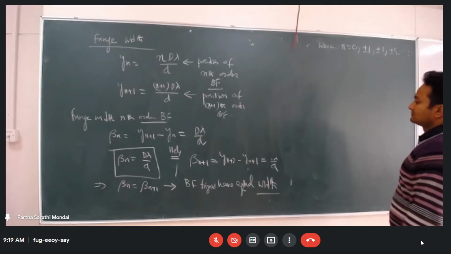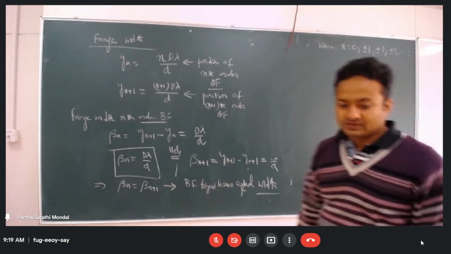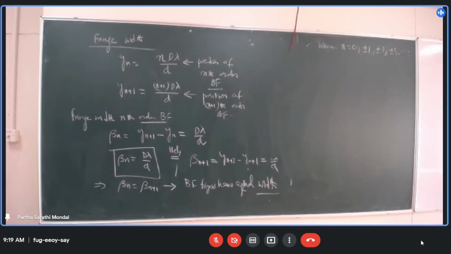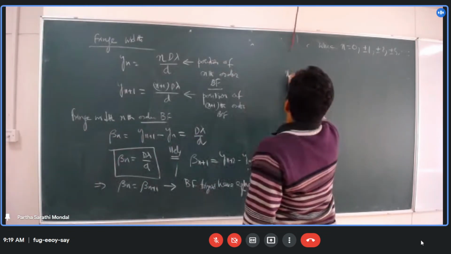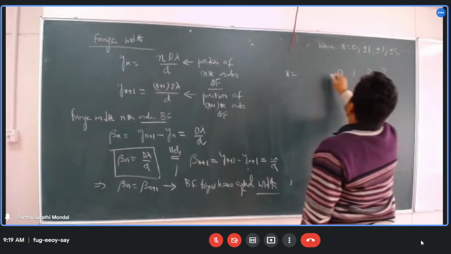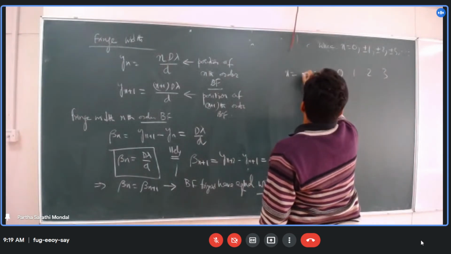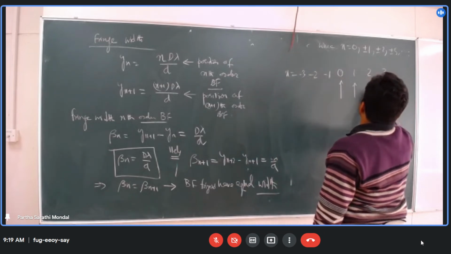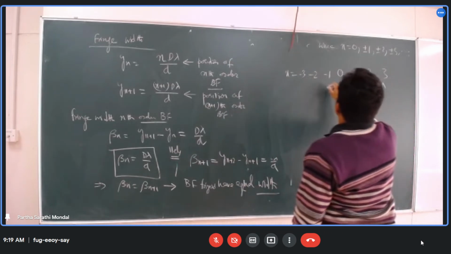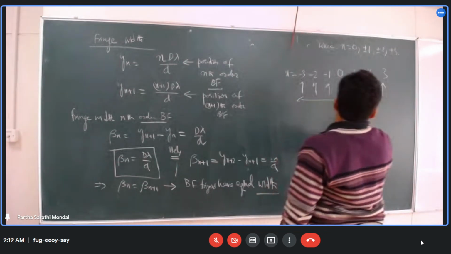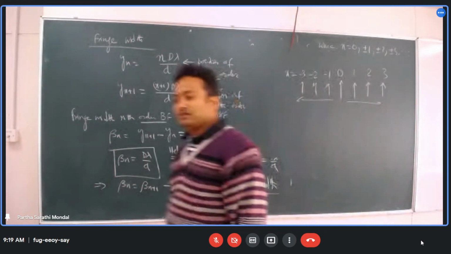Sir, what is the order of the central bright fringe? Zeroth order, 0. n equal to 0 will give you the zeroth order. What is the value of n? The value of n is 0, 1, 2, 3, -1, -2, -3. So this is zeroth order, first order, second order, third order. First order, second order, third order, on both sides of the screen. Okay?